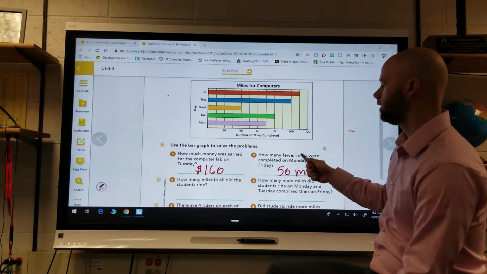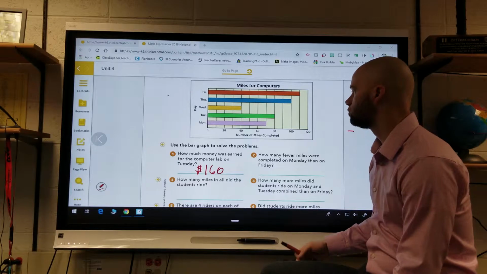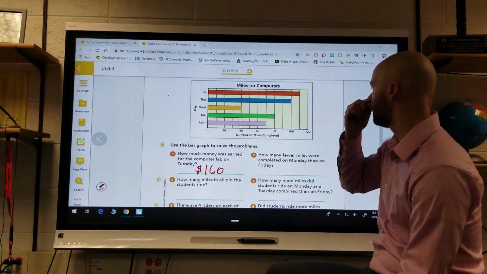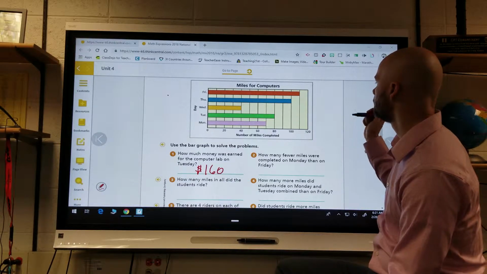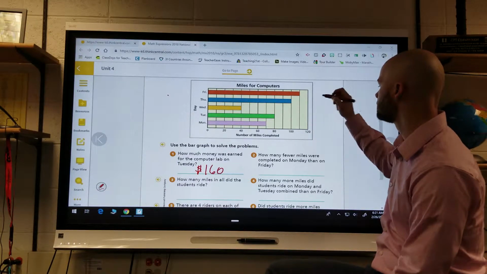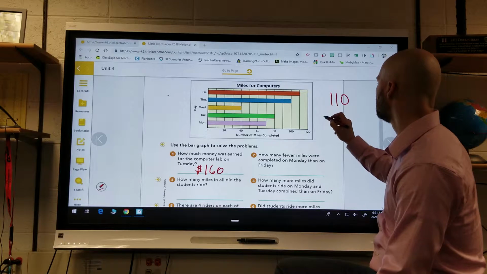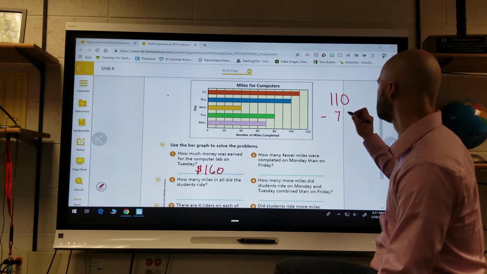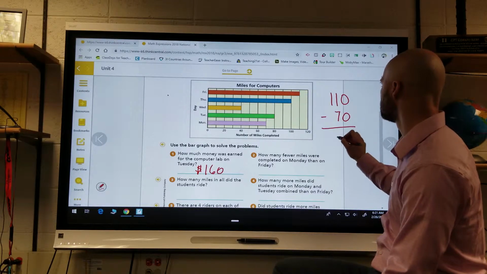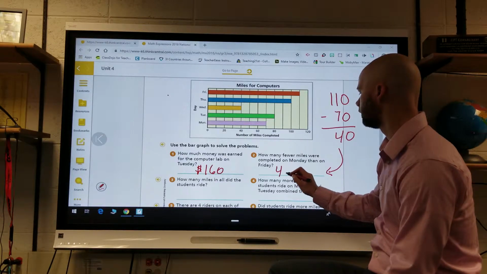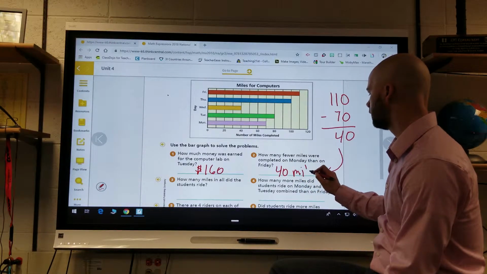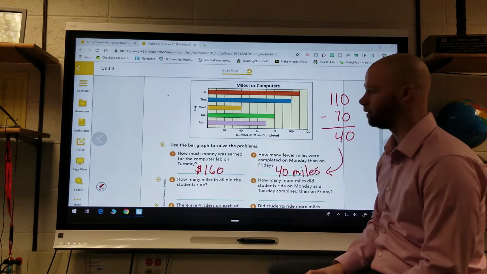All right, number 3, how many miles in all did the students ride? So here you have to add up all of the different miles. Okay, so here is, oh, I lied on that last one. Sorry, I missed that. 110. It should be minus 70. Okay, so let's go back. And number 2 should be 40. Okay, sorry about that. Read the graph too quickly there. So 40 miles should be your answer for number 2.